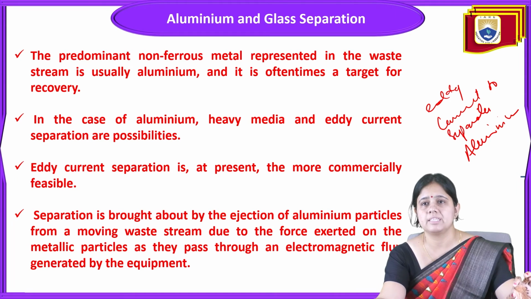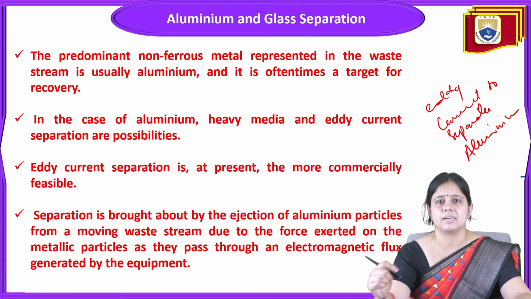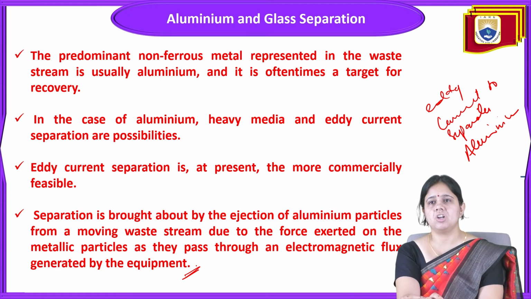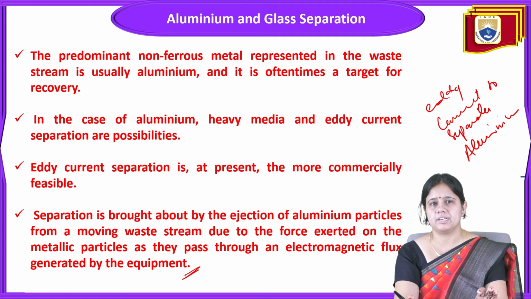Separation is brought about by ejection of aluminum particles from a moving waste stream, due to the force exerted on the metallic particles as they pass through an electromagnetic flux generated by the equipment. So this is aluminum and glass separation.